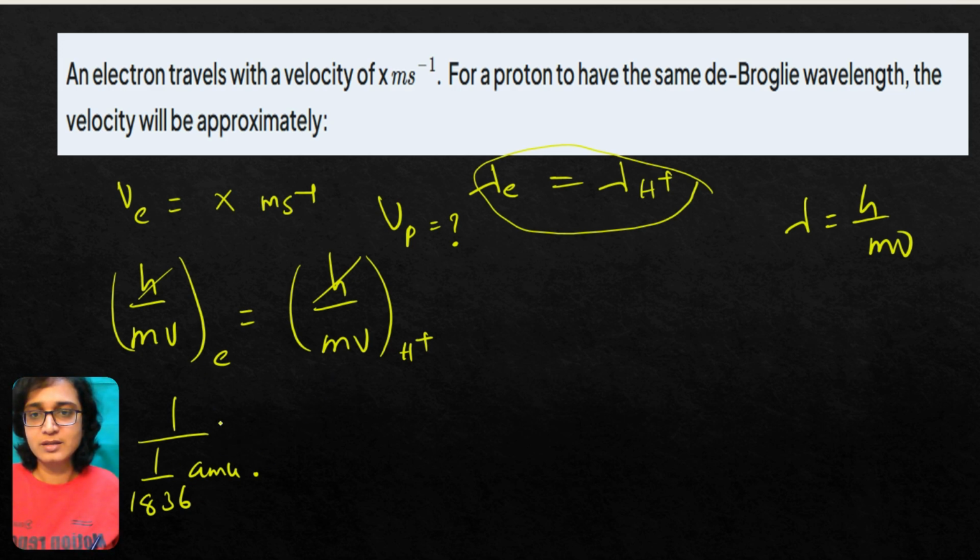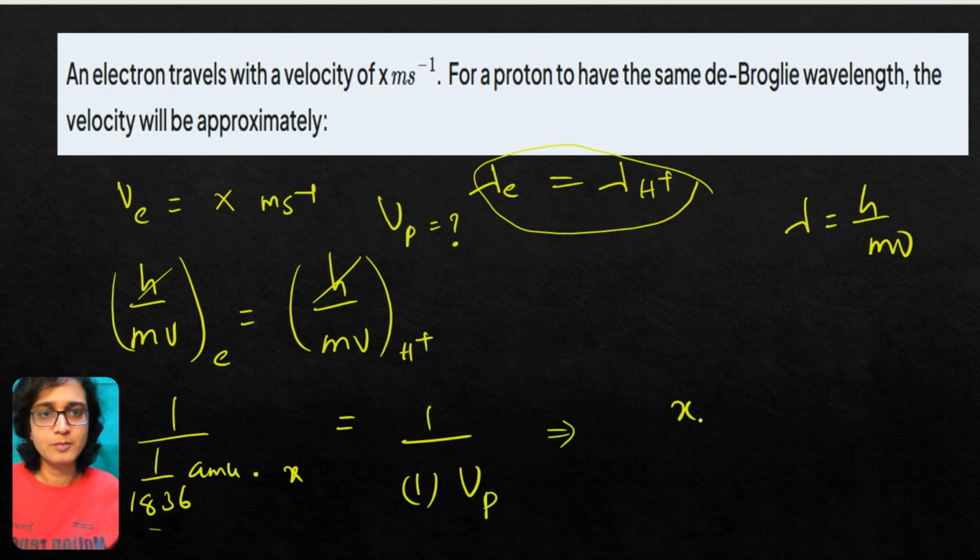Next, the velocity of the electron they gave is x meter per second. That will be equal to 1 by the mass of the proton. The mass of the proton is 1. And the velocity of the proton we have to identify. So that will be x divided by 1836, which is equal to the velocity of the proton.